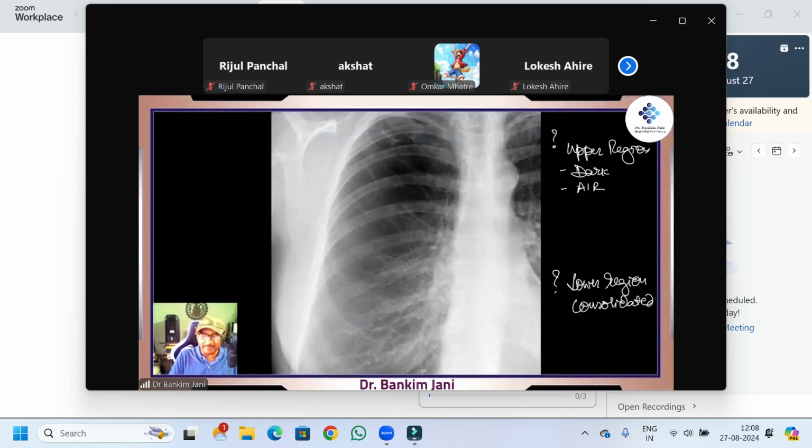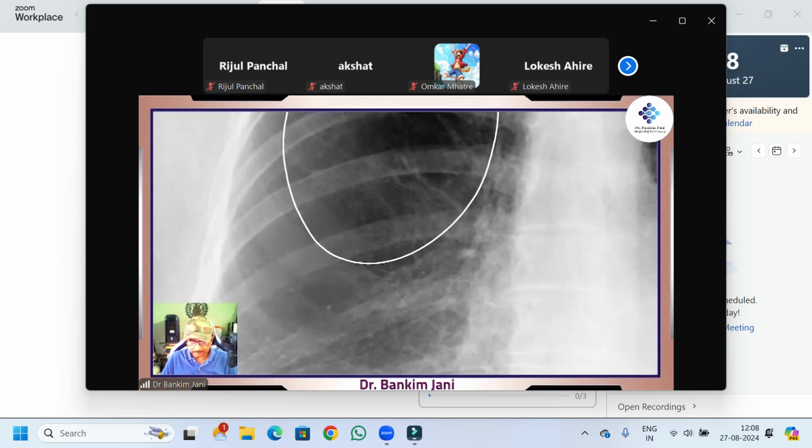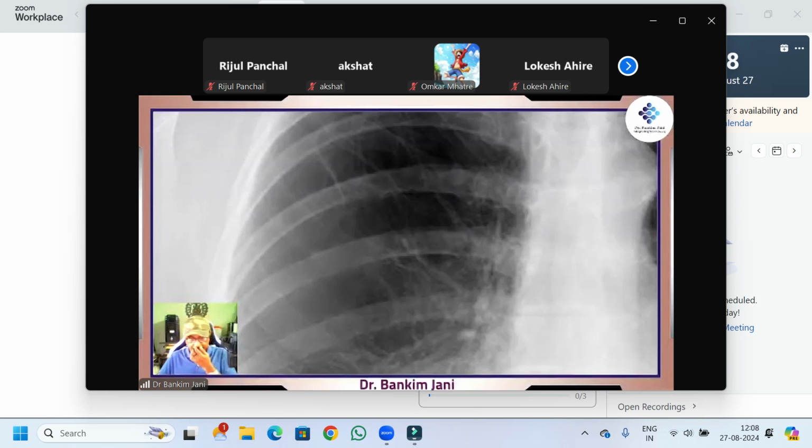See this particular image. If you really watch very closely, this part. Are there any bronchovascular markings? Truly speaking, there are no bronchovascular markings. Right? Everything has thinned out. Here there is so much air collection. Right? Darker means more air. Very right. So there is more air collection.